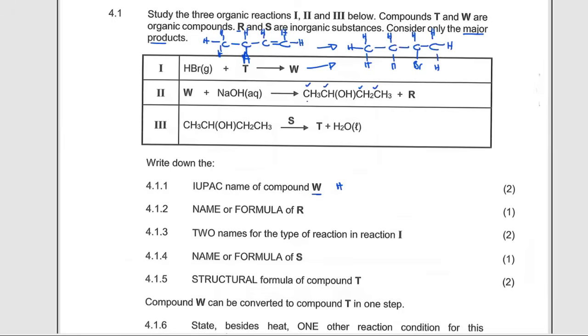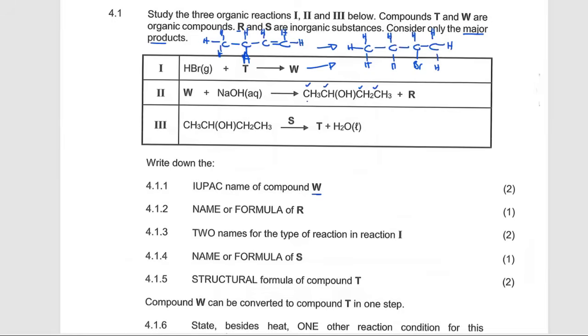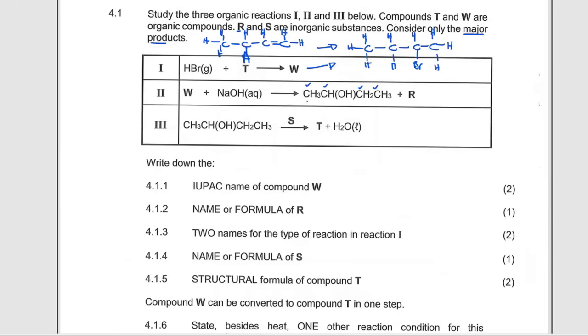So I'm going to just write it down here. They are asking for the IUPAC name of W, right? So the IUPAC name is going to be 2-bromo. Then after that, the longest chain there is 4 carbons. So it's going to be what? Butane. So I'm going to say 2-bromobutane.